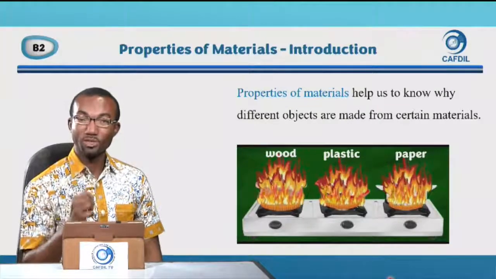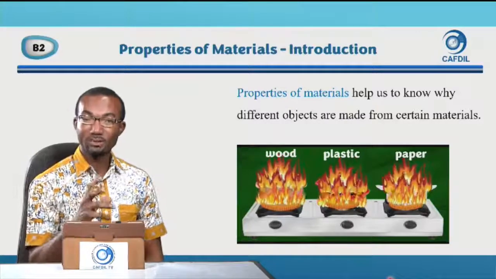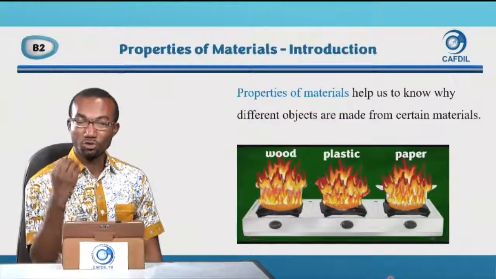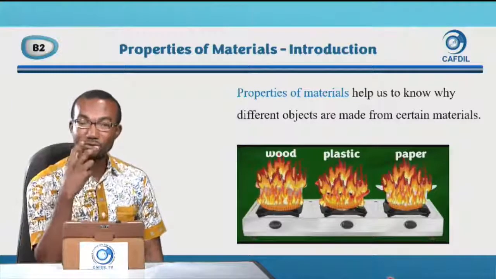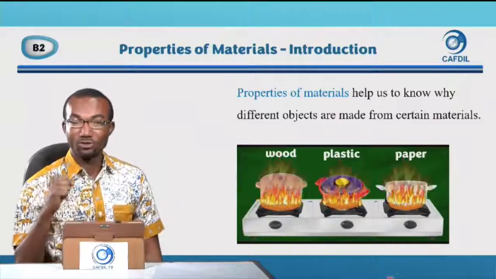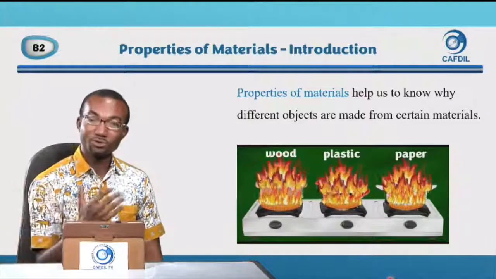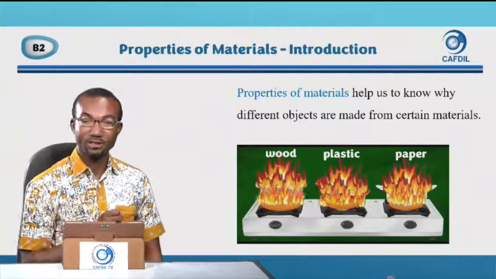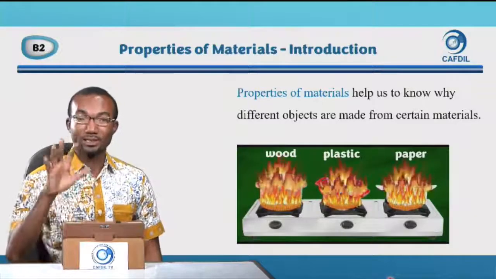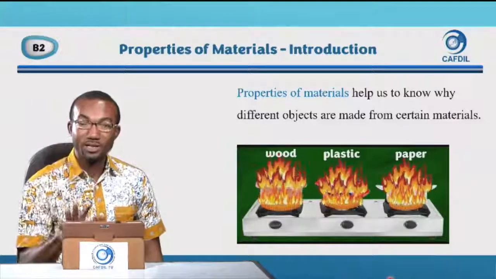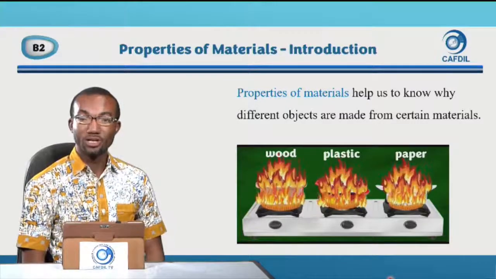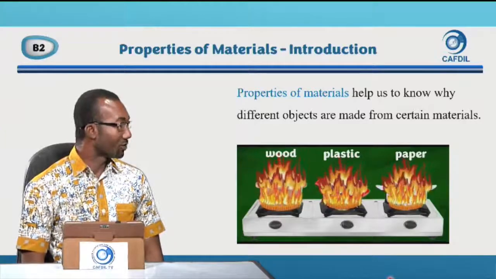So when we talk about properties of materials, we are talking about whether the material is hard, whether the material is strong, whether the material is soft, whether we can see through those materials. And all these, whether they are hard, they are strong, whether water cannot pass through them, these are what we call properties of materials. So if I want to make any object, I have to look at the object that I want to make. Then I choose the best material to make that object.